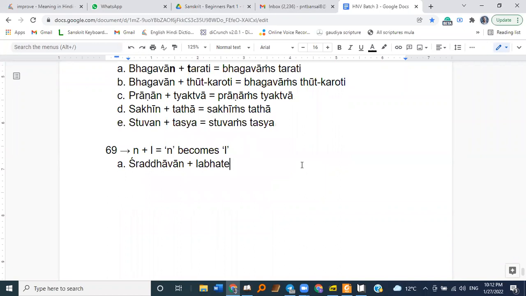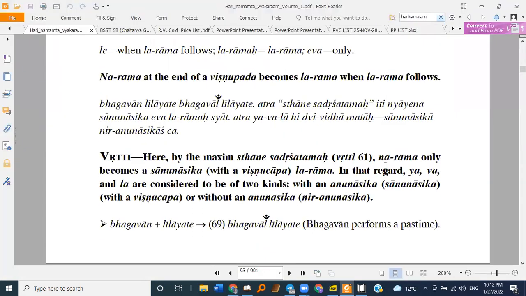Shraddhavan Yukta Labhate, Jnanam in Bhagavad Gita. So this Na at the end of a Vishnupada is followed by La. So we change Na to La by this rule, Lela Rama Eva, and we get Shraddhavan Labhate. Shraddhavan. Any more examples like this? Yes, so like this, Shraddhavan Labhate, Ityadi.